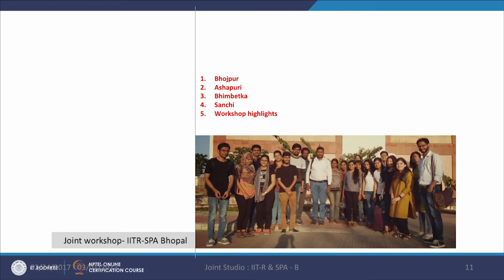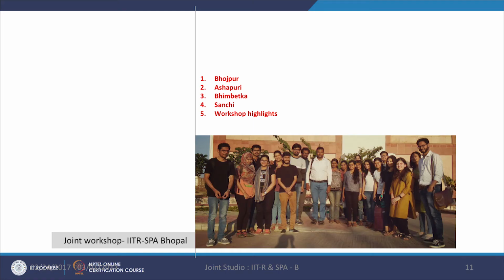And then as a part of my teaching strategies in conservation, architecture and urban conservation for MArch students, to get this experience in the practical sense, I normally take them to the sites in Bhopal, and we did a combined workshop with IIT Roorkee and the School of Planning and Architecture Bhopal. We visited a lot of sites: Bhojpur, Ashapuri, Bhimbetka, Sanchi. Bhimbetka and Sanchi are World Heritage Sites, and Bhojpur and Ashapuri are also under the ASI.